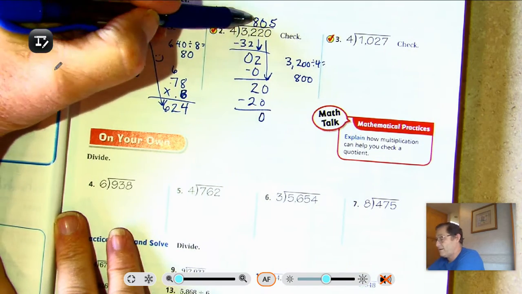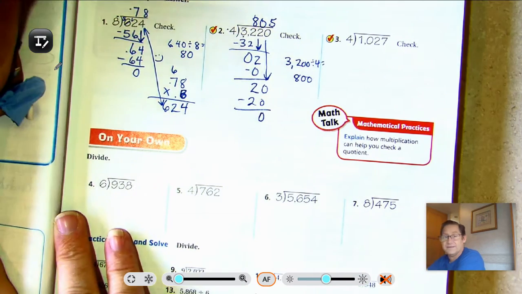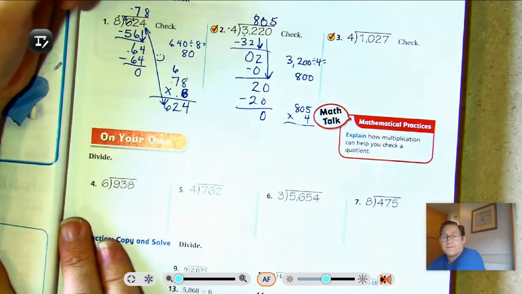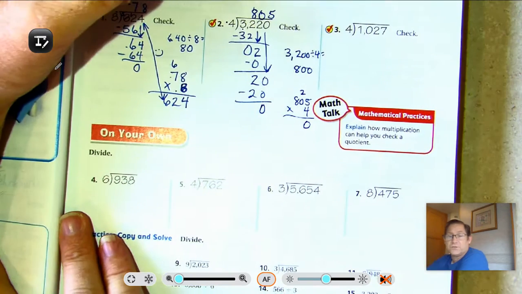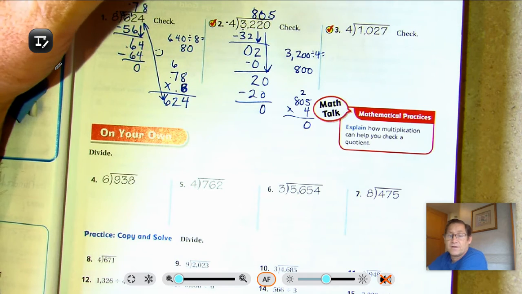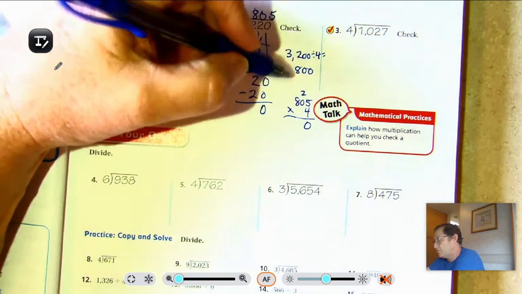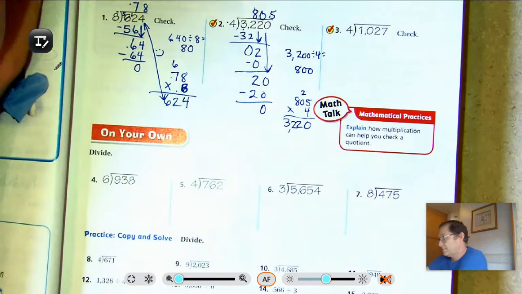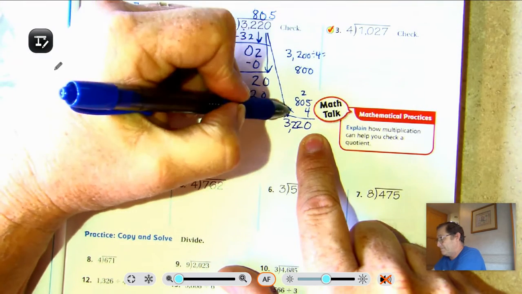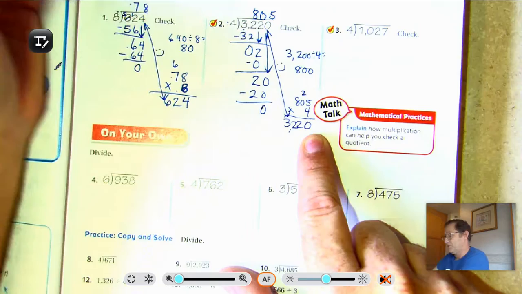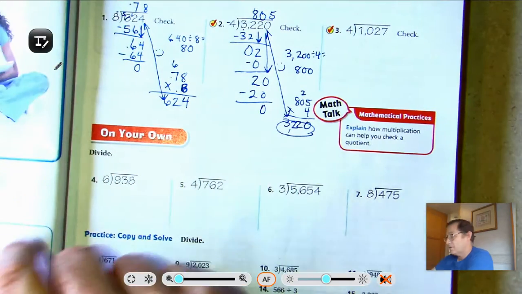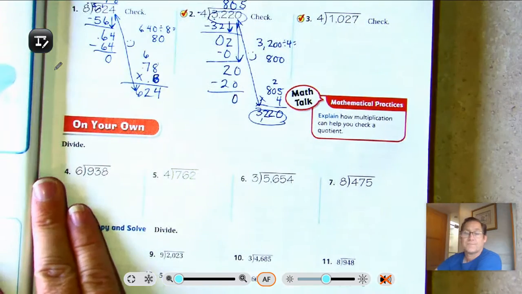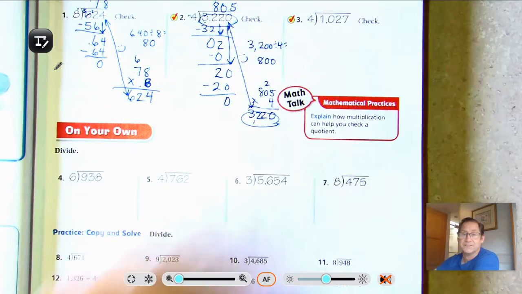Now let's multiply 805 by 4. That should give us the dividend of 3,220. 4 times 5 ones, 20 ones. We're going to regroup that as 2 tens and 0 ones. 4 times 0 tens is 0 tens, plus the 2 regrouped tens, 2. 4 times the 800, 3,200. 3,220 matches. So the answer is 805. The check matches the dividend.